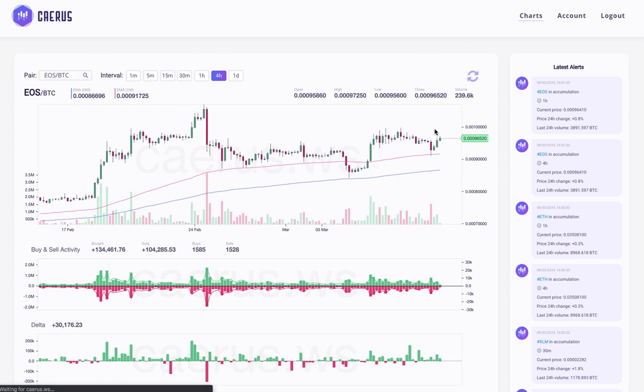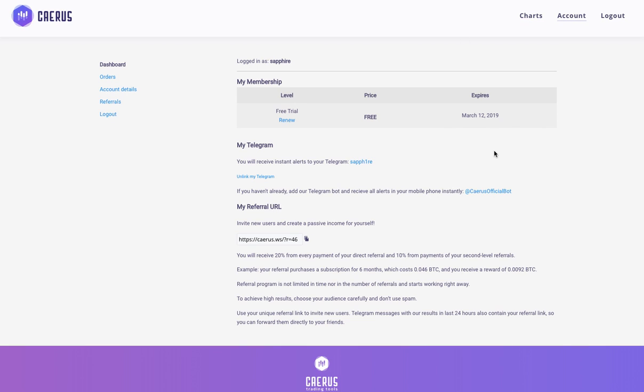Another very nice feature that you have, you can link your Telegram account, and we have a very nice Telegram bot that will send you all those alerts directly to your Telegram instantly.